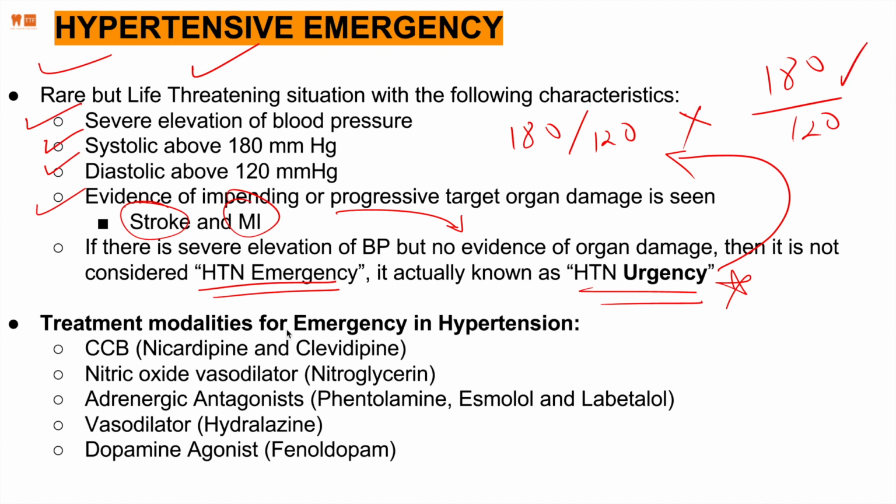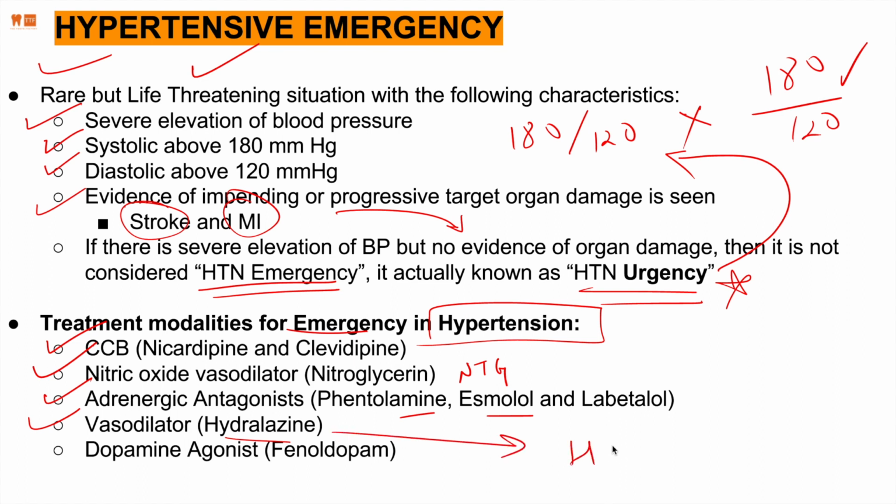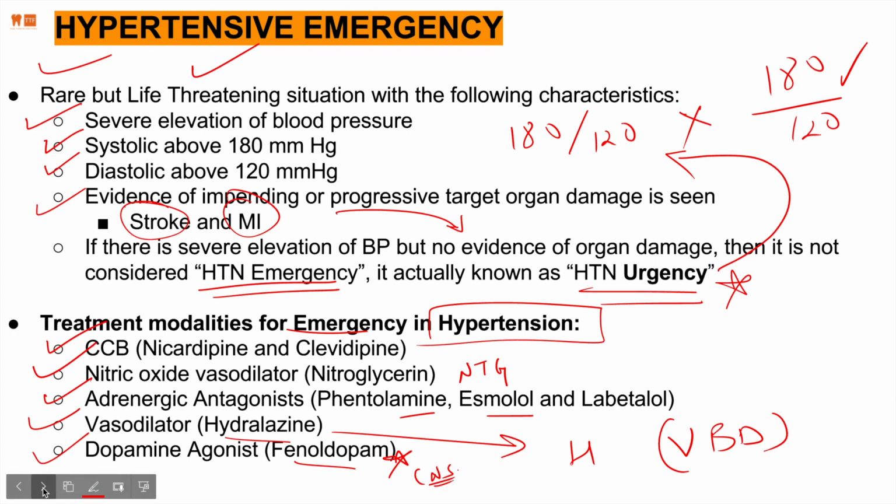The treatment modalities for emergency of hypertension. We can use calcium channel blockers, the dipines, nitric oxide vasodilators such as nitroglycerin, adrenergic antagonists or beta-alpha blockers, right? Alpha blocker, beta blocker, vasodilator like hydralazine. Remember, but with hydralazine, we must use vasodilators, beta blockers, and diuretics together. Dopamine agonist, which is fenoldopam. This is from our CNS series, so please check out our lecture in CNS as well, guys.